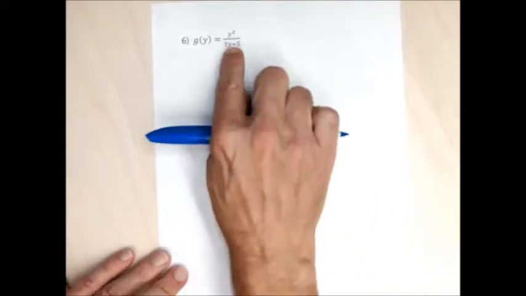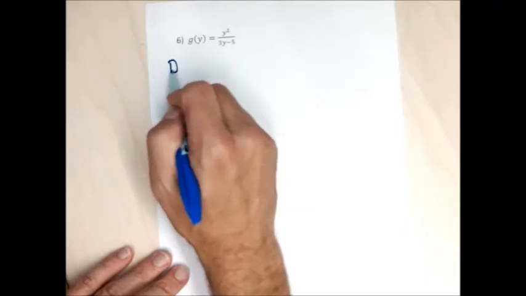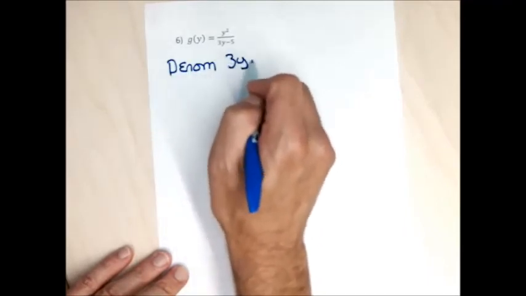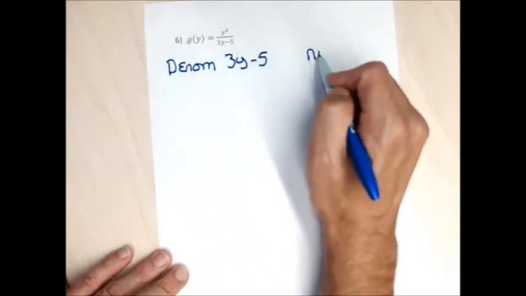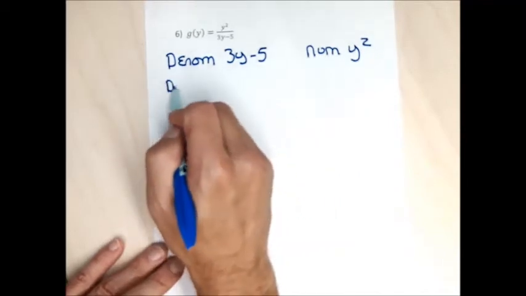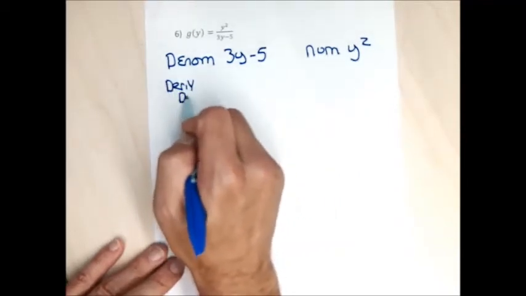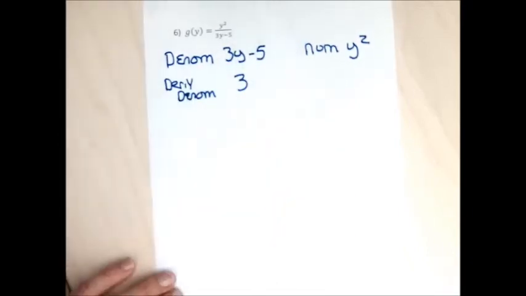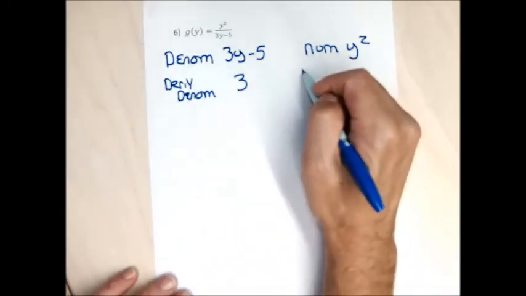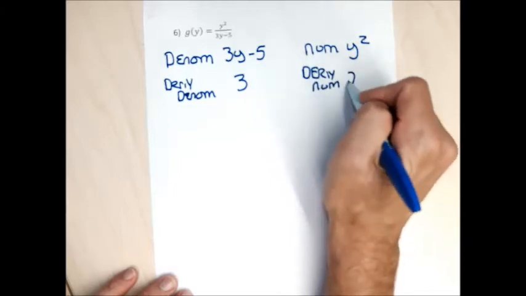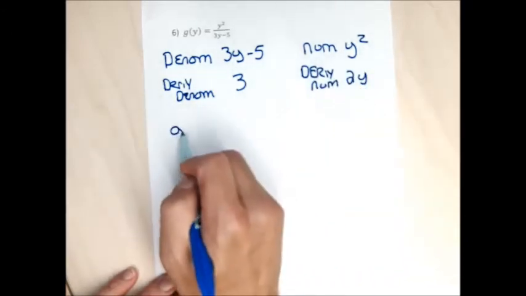It's a fraction, but there's a binomial in the denominator. So I'm going to use the quotient rule. I'm going to say the denominator is 3y minus 5. The numerator is y squared. The derivative of the denominator is just 3. The first term is the first power term. The derivative is the number in front of the letter. Second term is a constant. It has a derivative of 0. And the derivative of the numerator is 2y. Now I'm going to write my derivative symbol.